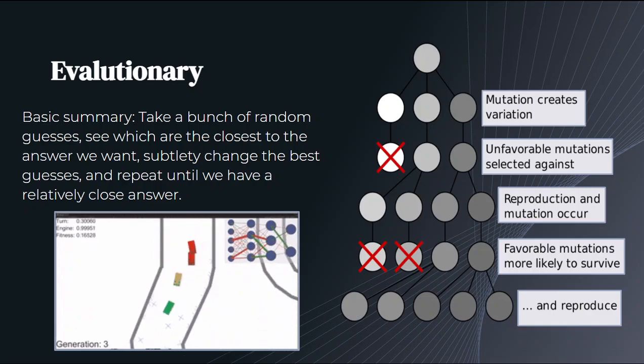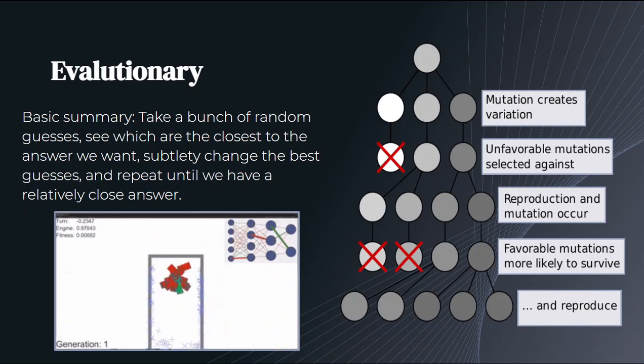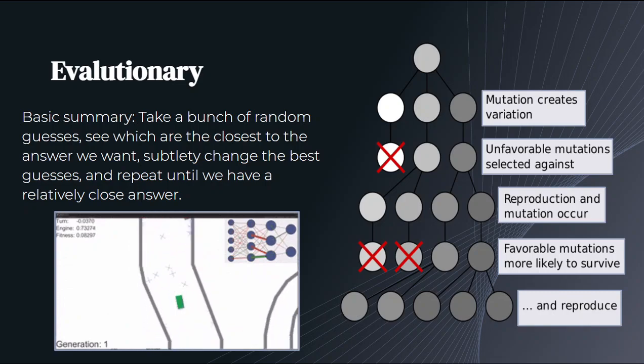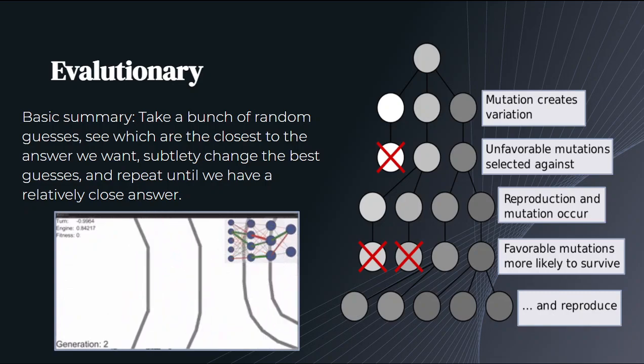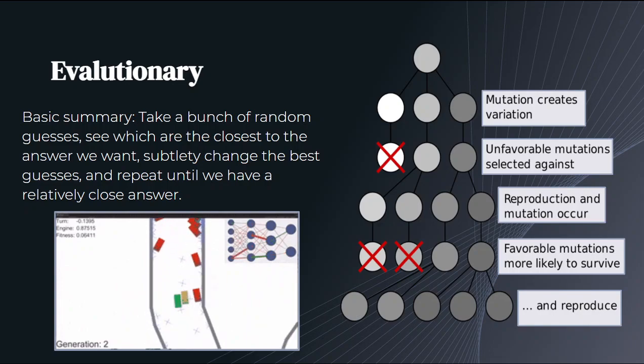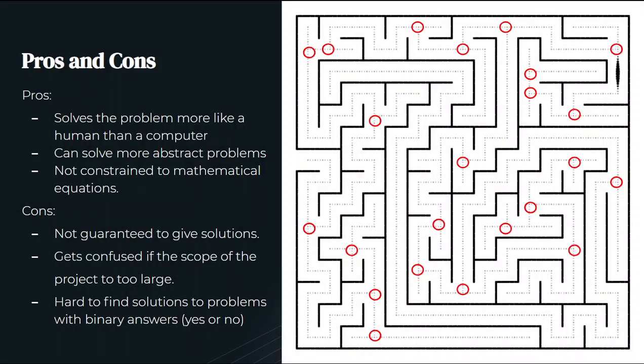Evolution is basically for when we have discontinuous functions. So if there's any if statements, or if there's a max and min that we're trying to go for instead of an exact solution. There are definitely pros and cons to evolutionary as well. Some of the pros: solving problems more like a human than a computer does. We can solve more abstract problems, ones that don't have single solutions that we're looking for. And they're not constrained by mathematical equations.